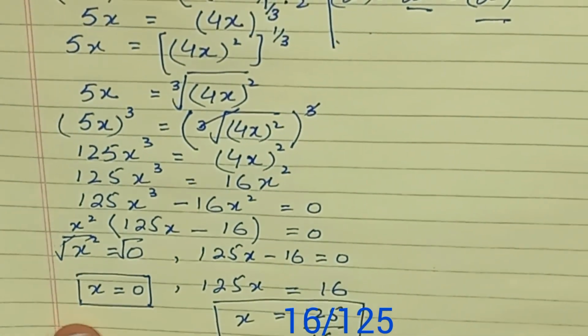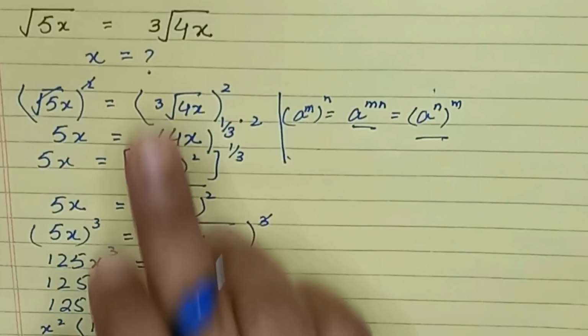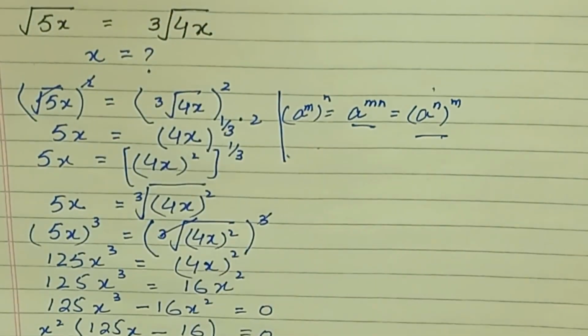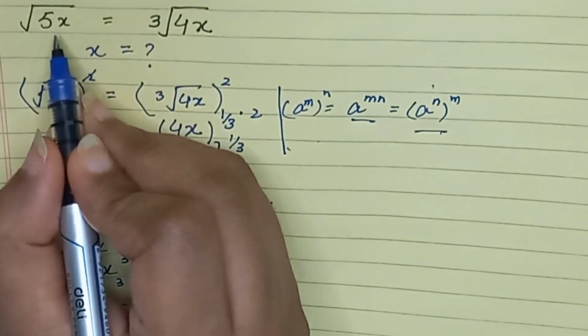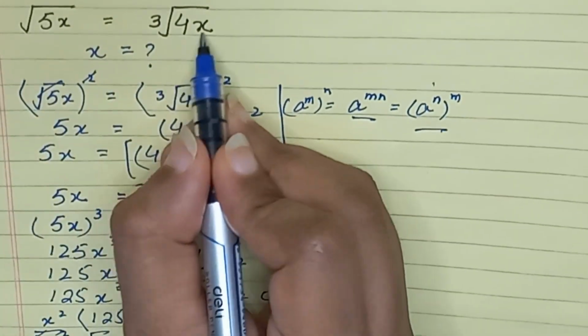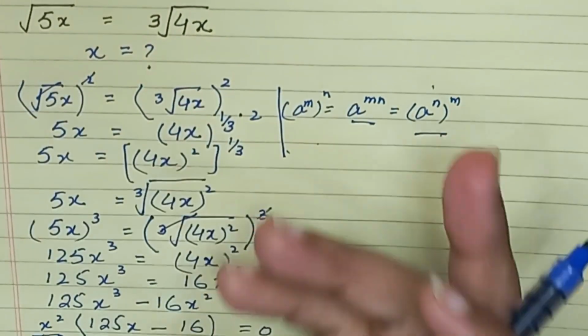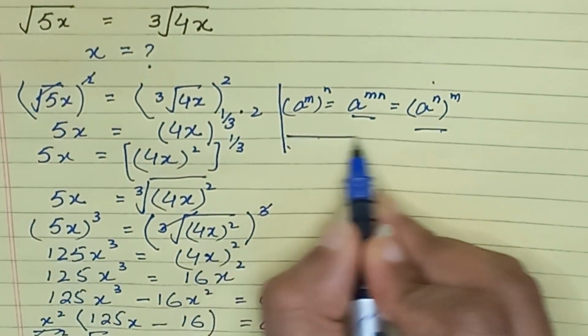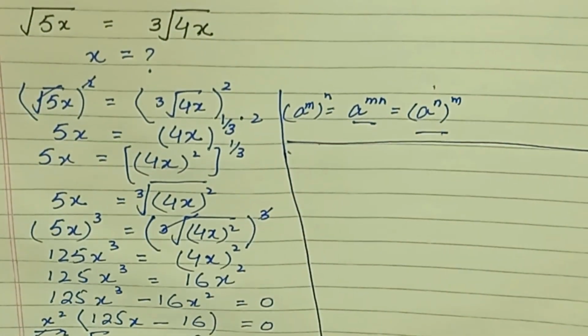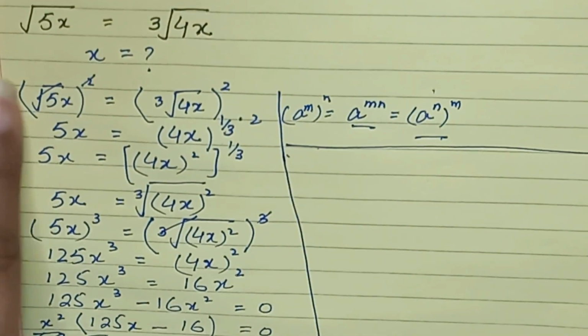Now we will check whether the values of x satisfy our given equation or not. So obviously 0 will satisfy this equation because it will become 0 and it is also equal to 0. So square root and cube root of 0 is equal to 0. So we will check for x is equal to 16 divided by 125.